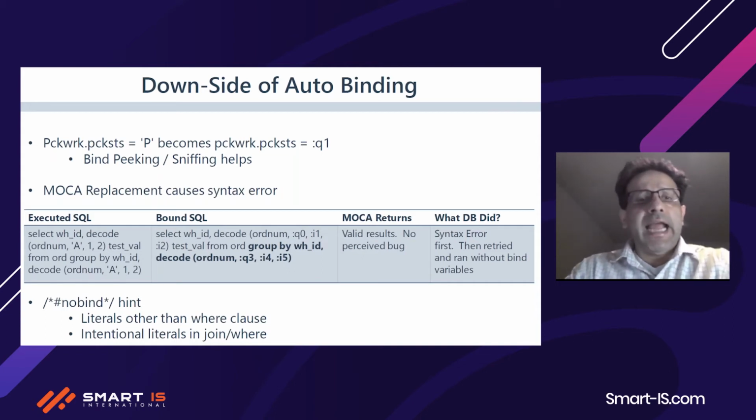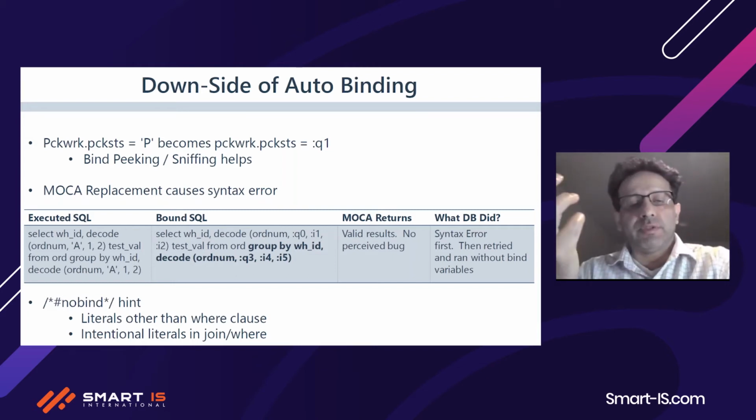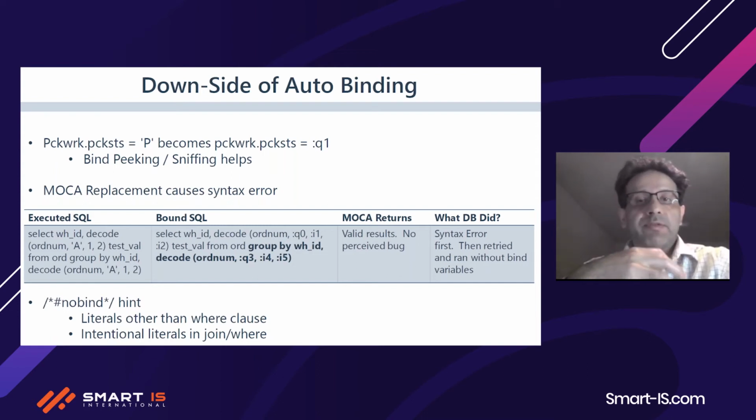So it has a downside as well. That is basically a legacy issue that is now with us, because the versions now at this time, Moca allows proper bind variables as well, but there is a lot of legacy code. So auto binding is with us for now and probably for the future as well.